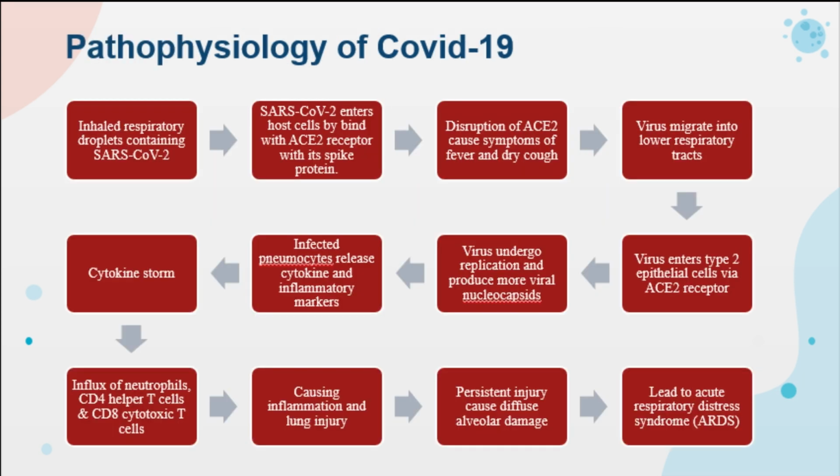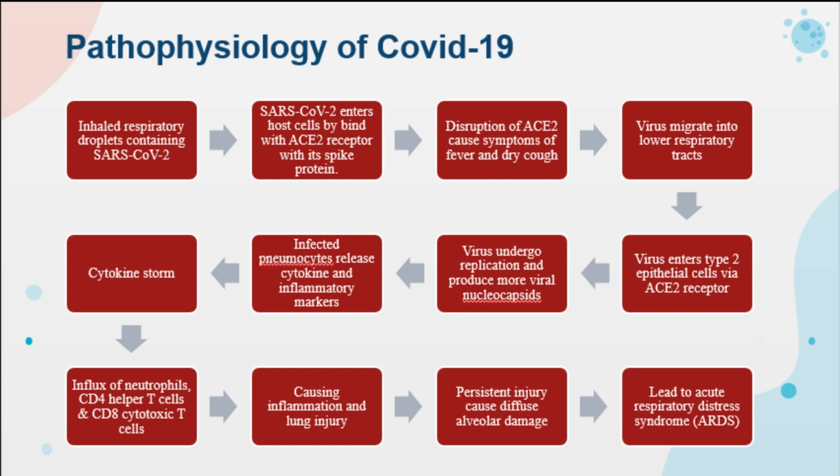The pathophysiology of COVID-19. SARS-CoV-2 infects a person through respiratory droplets and aerosol from person to person. Once inside the body, SARS-CoV-2 enters the host cell by binding to the ACE2 receptor with its spike protein. The ACE2 receptor is the receptor for the SARS-CoV-2 virus and allows it to infect the cell. The ACE2 receptor is highly expressed in nasal epithelial cells. The disruption of the ACE2 receptor causes the manifestation of symptoms of fever and dry cough.